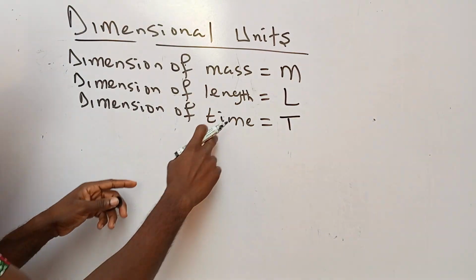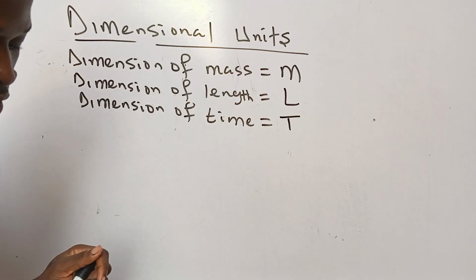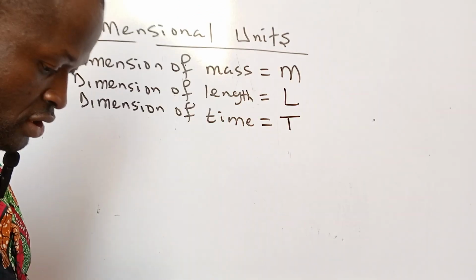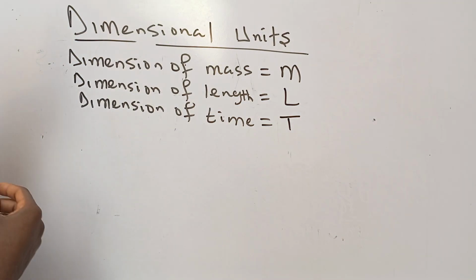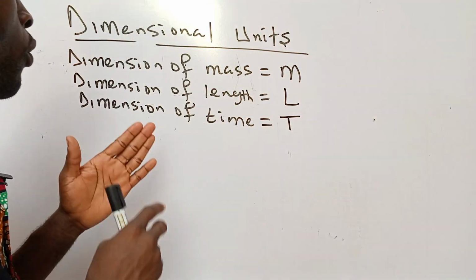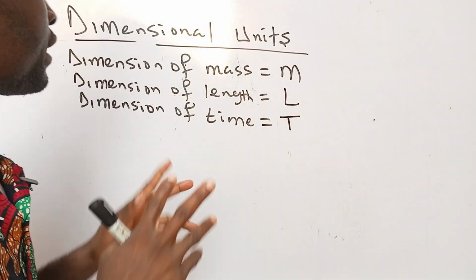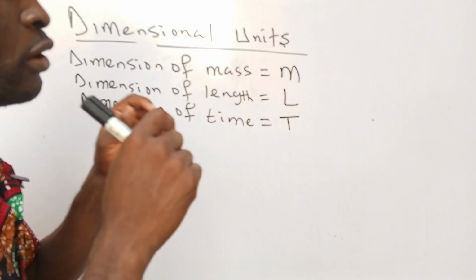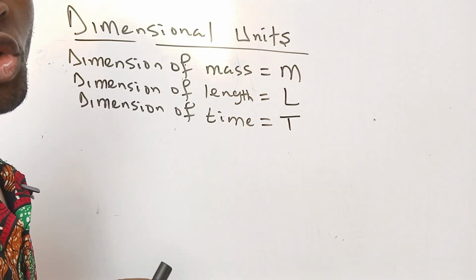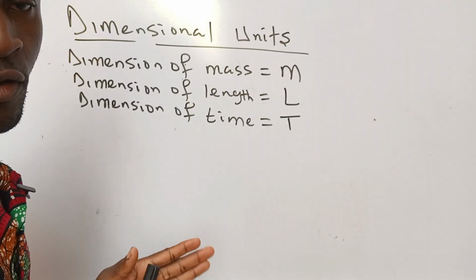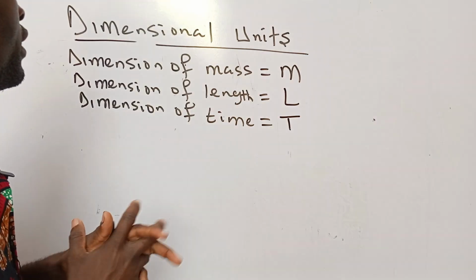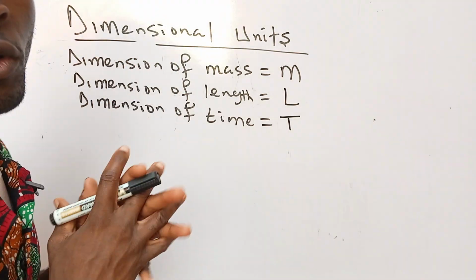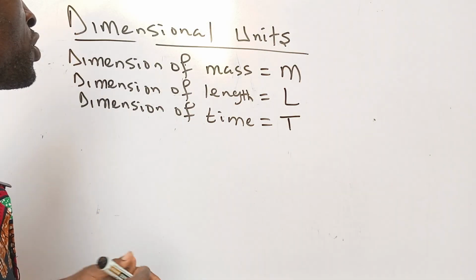Now, mass, length, and time are fundamental quantities. That is to say, they are independent quantities. They do not depend on any other quantity for their definition. So we have independent or fundamental quantities like mass, length, time, amount of substance, luminous intensity, electric current measured in ampere, and the rest of the fundamental quantities. Then the derived quantities are those quantities that need the fundamental quantities for their derivation and for their definition.